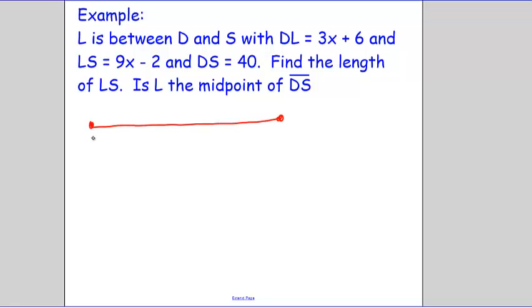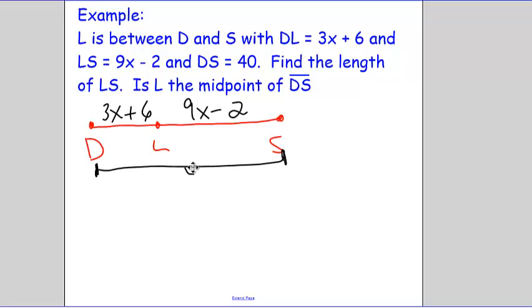So L is between D and S. So L is somewhere in here. I don't know what it looks like. I may need to readjust my picture eventually. Now label your picture. DL is 3x plus 6. LS, 9x minus 2. And the whole segment is 40. So to find the length of LS, I need to solve for x. So set up an equation.